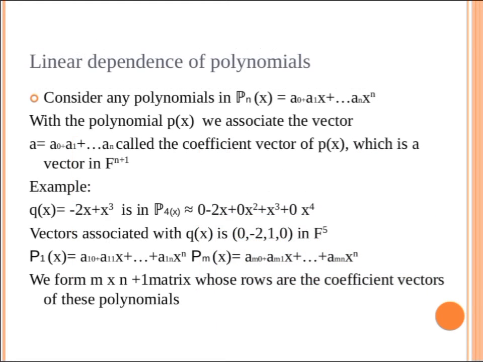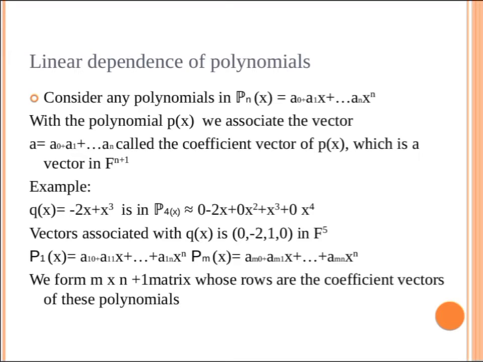Okay, so the next one is linear dependence of polynomials. So consider any vectors in the polynomial set Pn of x. Here you note the special notation for this: a0 plus a1x plus etc plus anx raised to n is the polynomial p of x, and we associate the vector a is equal to a0, a1 etc an, which is called the coefficient vector of p of x, and which is a vector in F n plus 1.